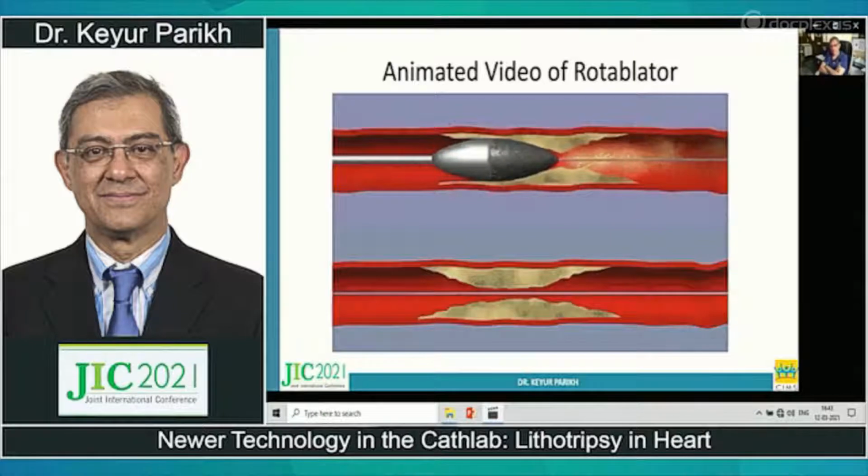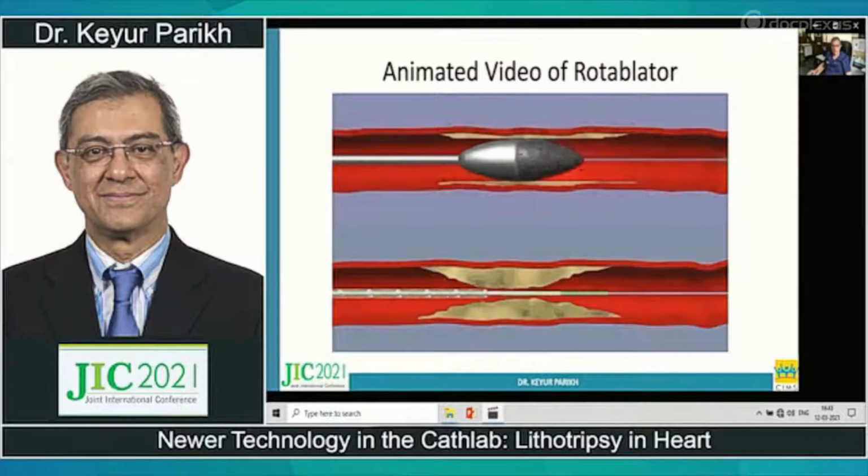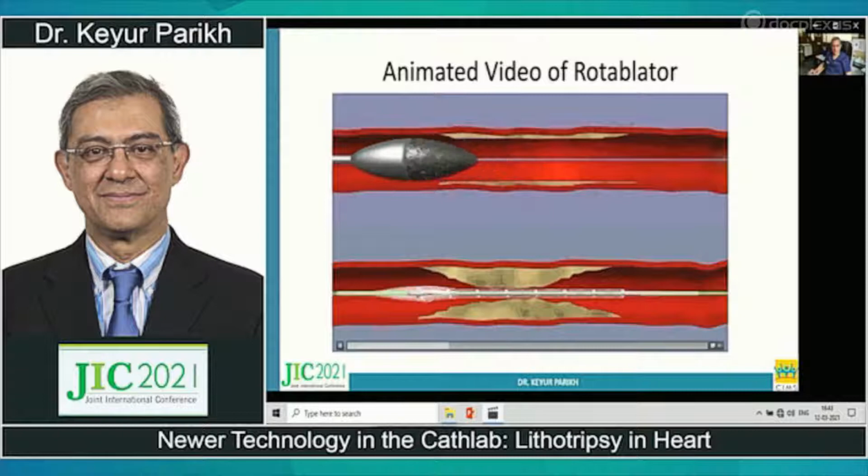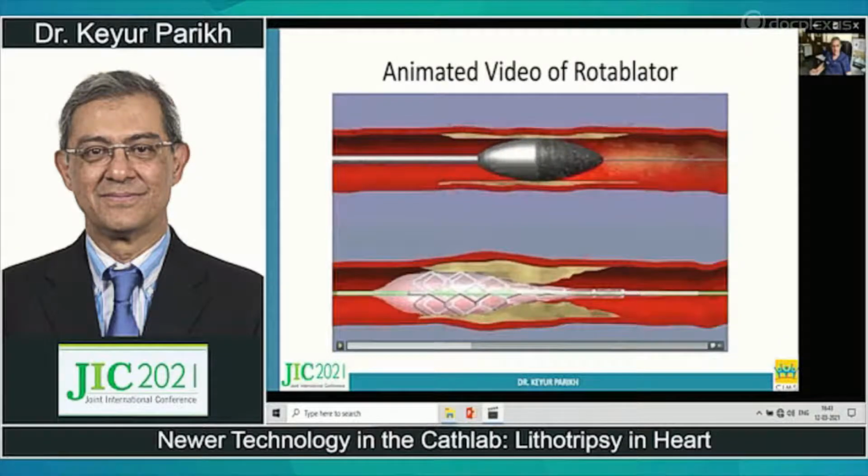As you see here, this is a diamond-coated burr which tries to ablate the atheromatous and calcific plaque and creates a smoother lumen. And having done that, it gets easier for the stent to go in and be implanted.